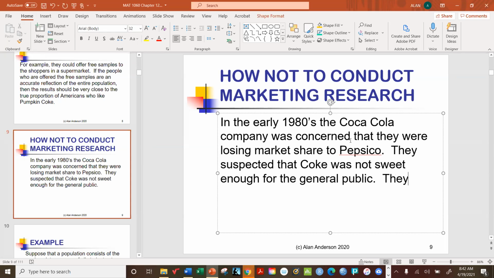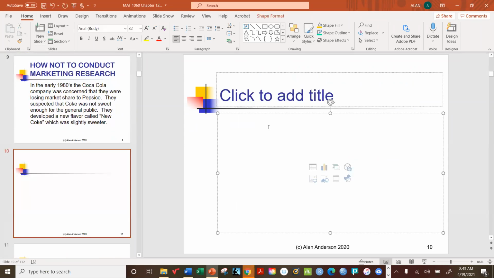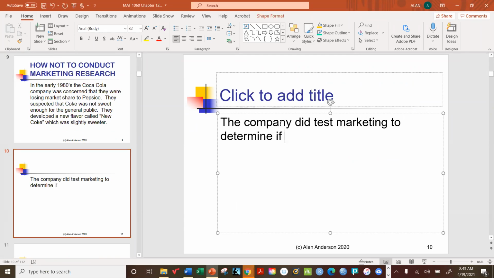So here's what they did. They developed a new flavor called New Coke, which was slightly sweeter. They then did test marketing to determine if consumers preferred New Coke to the classic Coke, I guess you could call it.